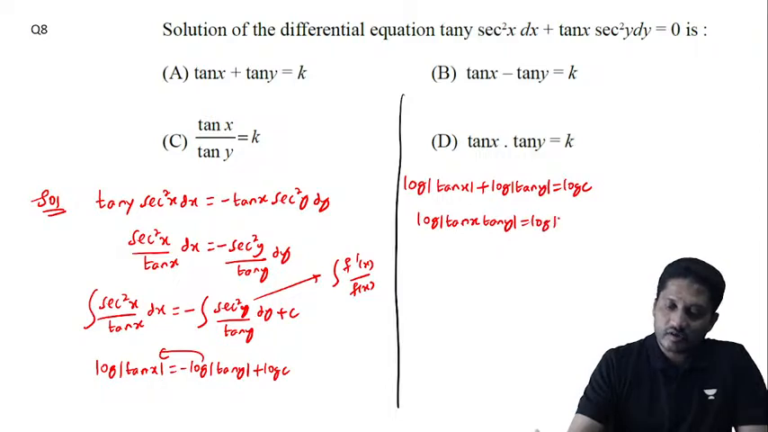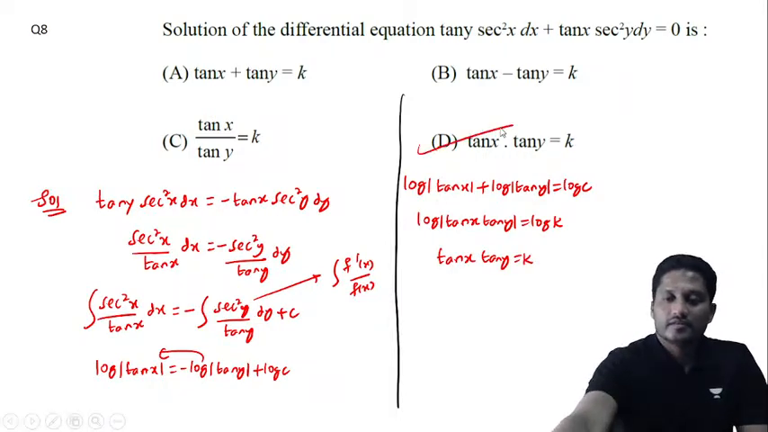Log c is same as log k, right? If I equate them, you get tan x into tan y is equal to k. That's the last option, D. Question number 9.